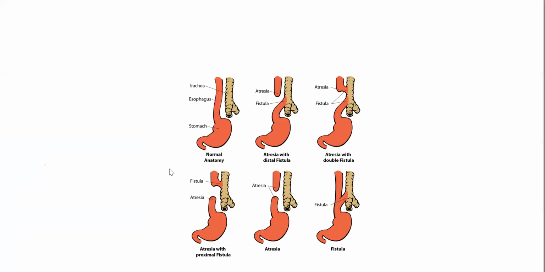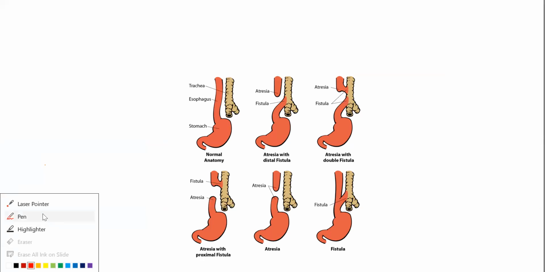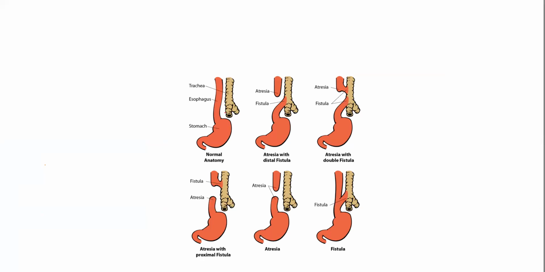So we discuss these cases anyway. Just remember a few things before we discuss. So tracheoesophageal fistula, there is a case, not very common, but we should know about it. So you can see that this is the esophagus, and then that's the trachea.